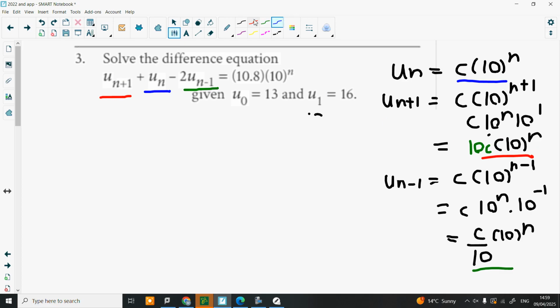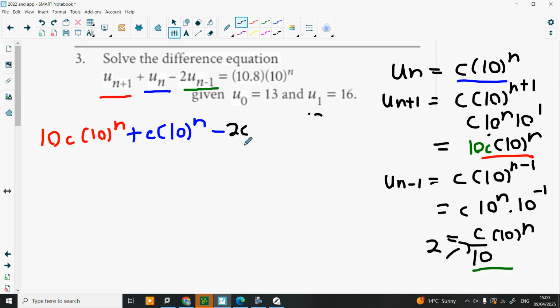Okay. Now, let's go for this. 10c times 10 to the power of n. And the blue one's what, guys? C times 10 to the power of n, yeah. And then the other one? 2 of them though, isn't it? So would you agree with minus 2c? Multiply this one by minus 2, yeah? So minus 2c over 10, times 10 to the power of n equals 10.8 times 10 to the power of n.